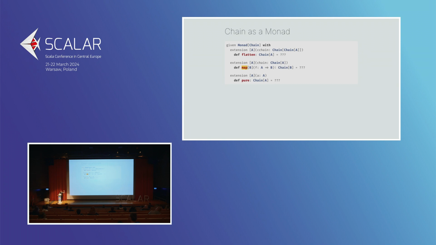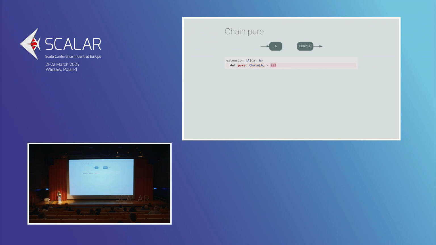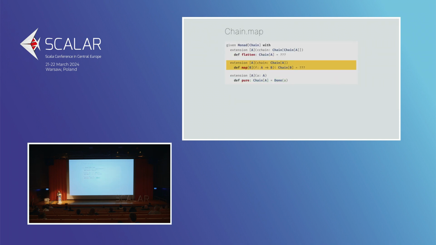So let's implement all these things. This is where programming with diagrams is really going to prove its worth. Let's start with pure. That one is simple. We have an A. We want to get to a chain of A. That is exactly done. Done takes an A, lifts it into a chain of A. So this is easy. Done. We can just fix it and then map.